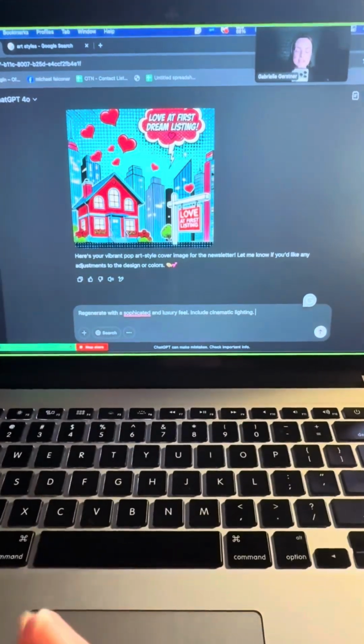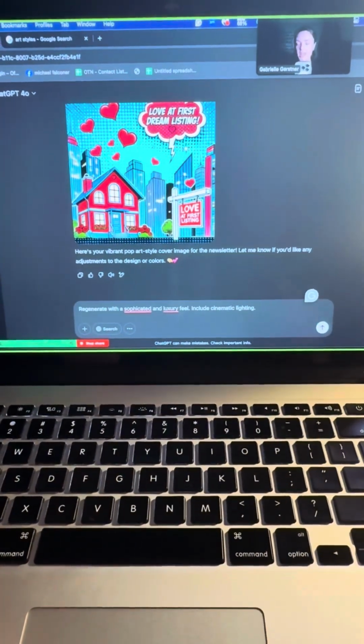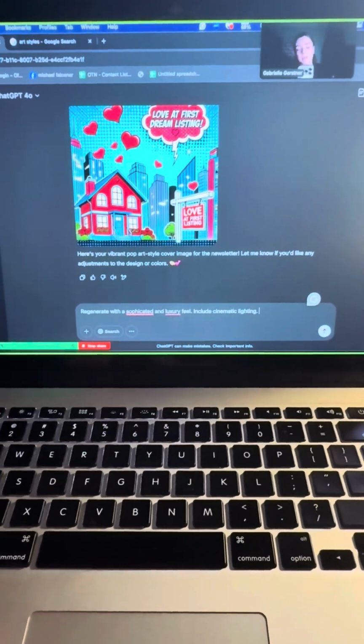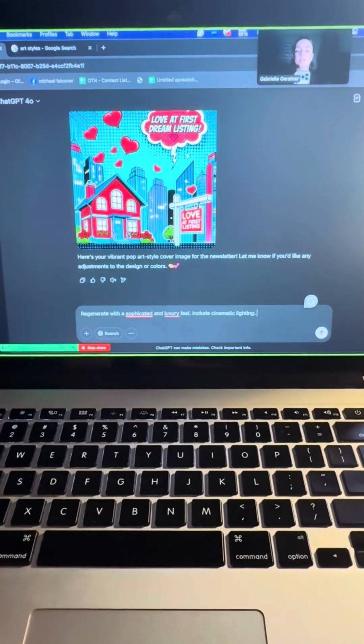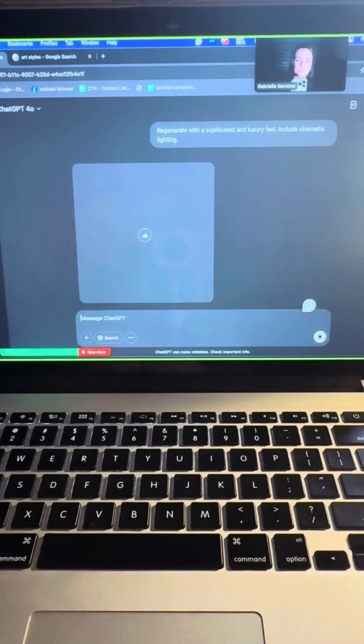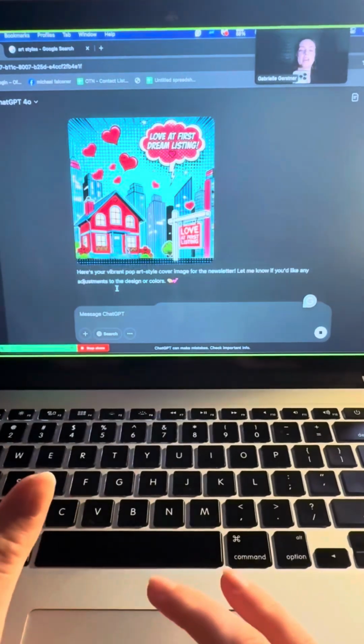This is coming from my experience with writing this, that I'm able to come up with this so quickly. But if you didn't know what to do, you can always ask ChatGPT. But here's what I wrote. Regenerate with a sophisticated and luxury feel, includes cinematic lighting. I just wanted to get them started in a vibe, see what's happening.